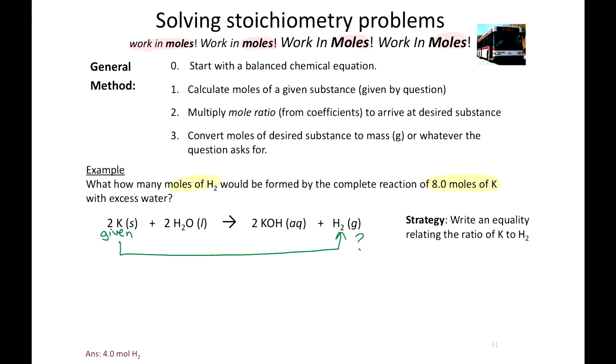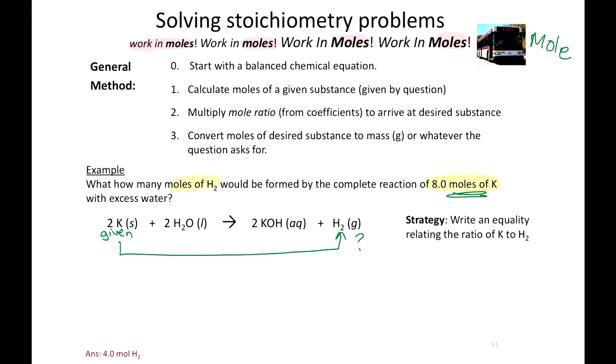So we need to ride the bus from potassium to hydrogen, but we have to be in the unit of moles in order to ride the bus, to go from reactants to products, to go from any substance to any substance on that chemical reaction. So looking at the information given, are we in the unit of moles already? We are. I tell you how many moles of potassium are here. So we already have our ticket to get on the bus.